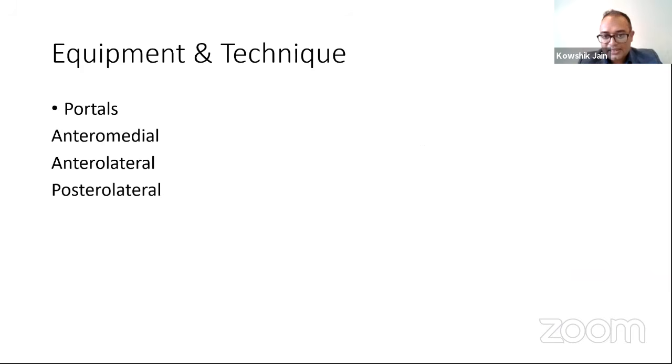I'll just go to this portal section again. We know where the anteromedial portal is. It is medial to the tibialis anterior tendon, in the soft spot between the tibialis anterior tendon and the great saphenous vein.